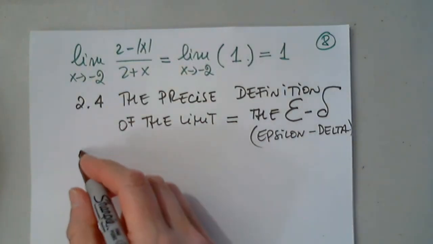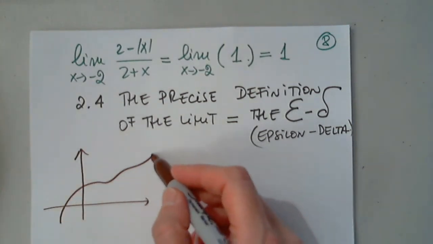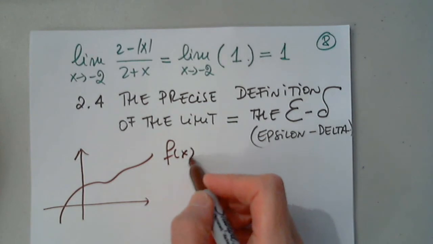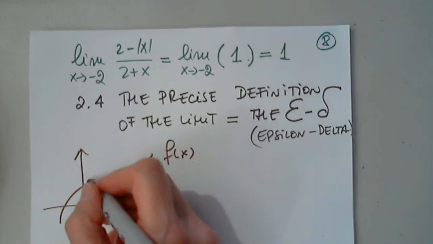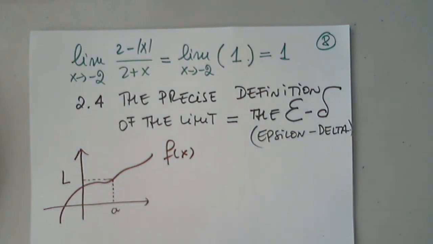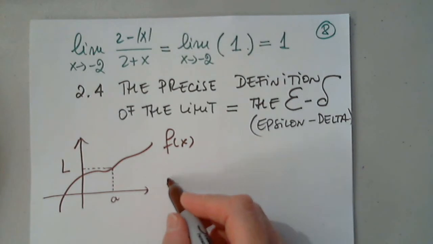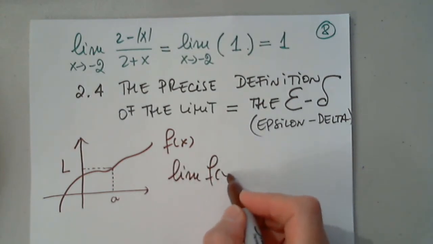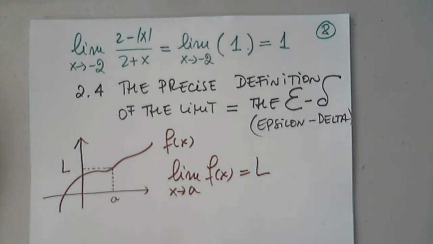Okay, so let's suppose we have a polynomial function, f of x. Of course, our best friend, little a. Of course, our second best friend, uppercase L. From my graph, would you agree that the limit of f of x as x approaches a from either side is L? Yes. Yeah.